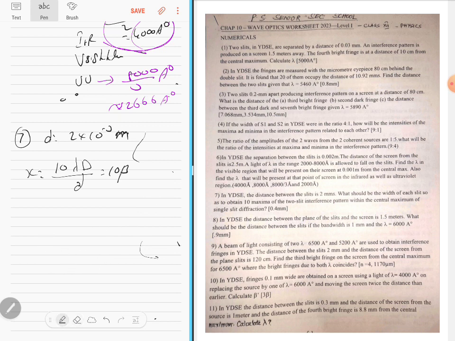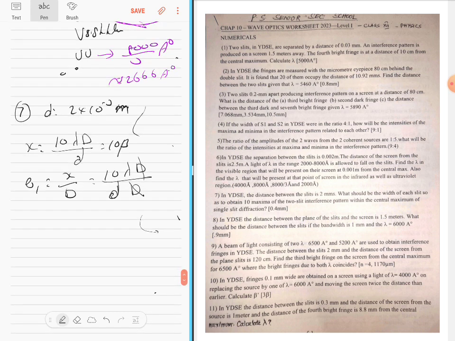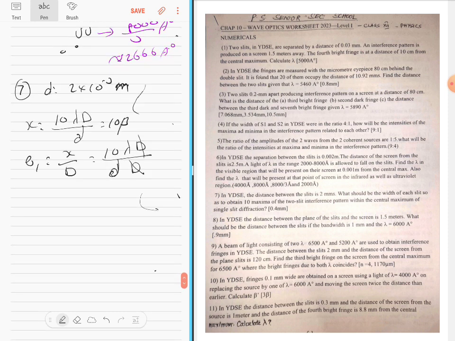So theta 1 itself is x by capital D, which is 10 into lambda into capital D by small d by capital D. So 10 into lambda by small d. This is what you get as theta 1. Now the angular width of the central maxima in the diffraction pattern.